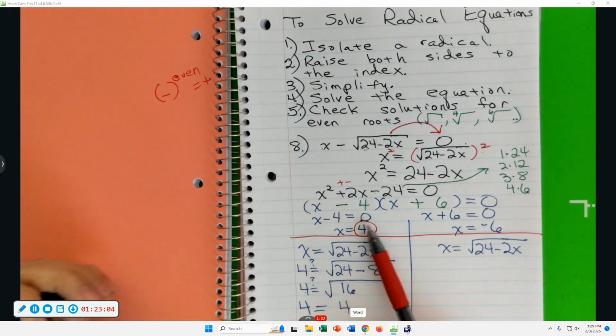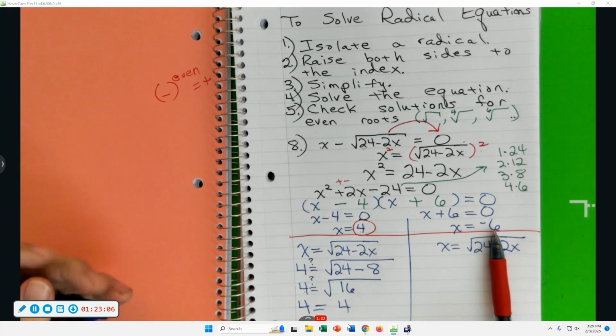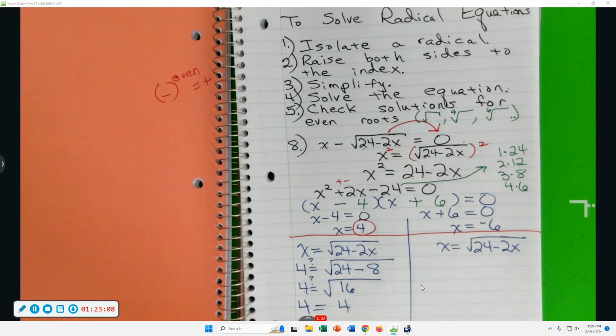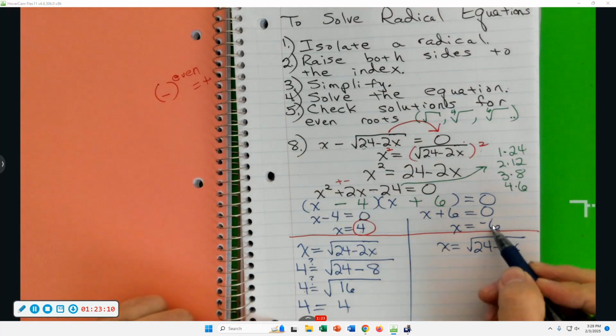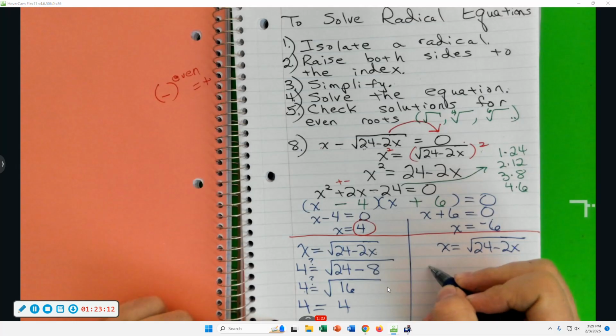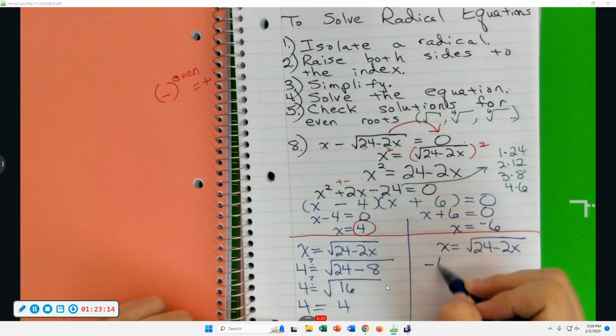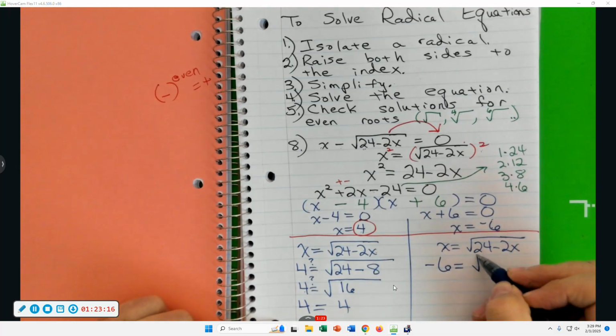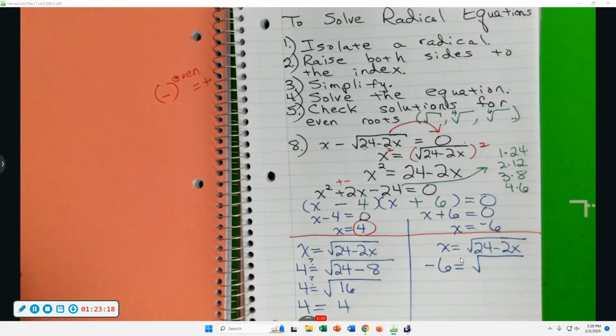So 4 is acceptable. What about negative 6? Let's plug in negative 6. Look at what I'm about to do. Negative 6 equals the square root. Wait a minute. This doesn't work.